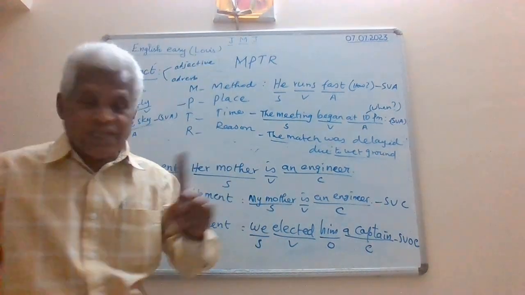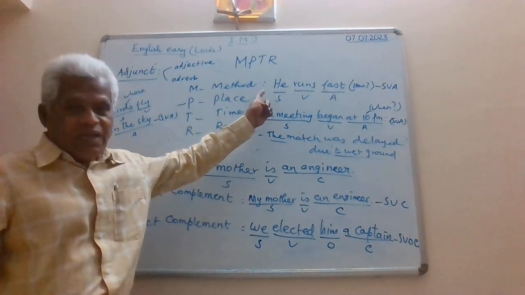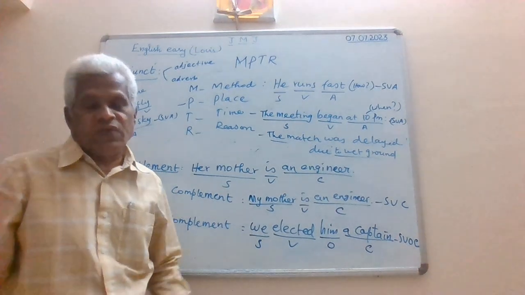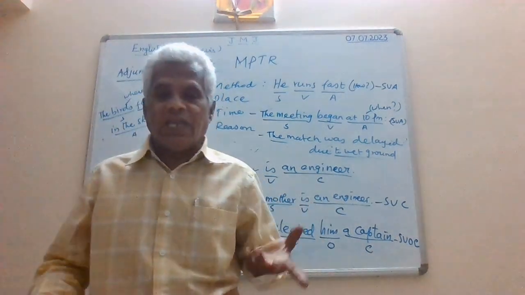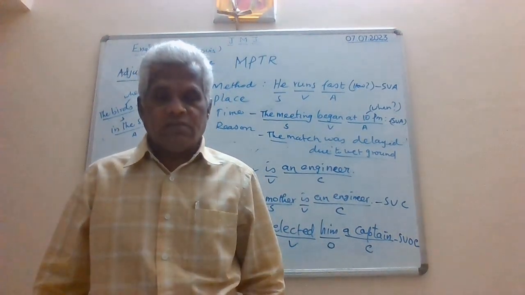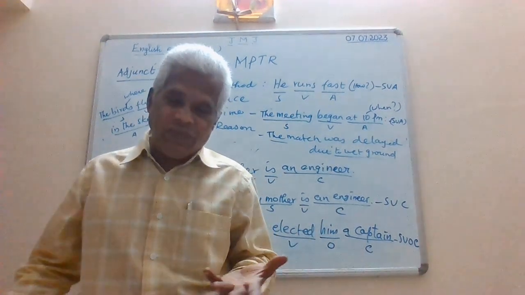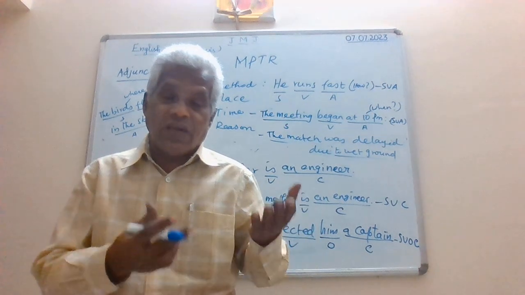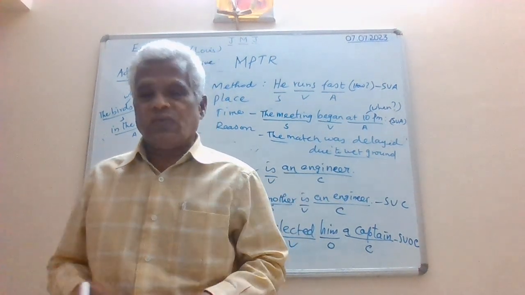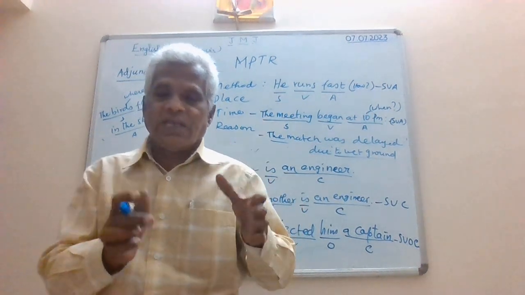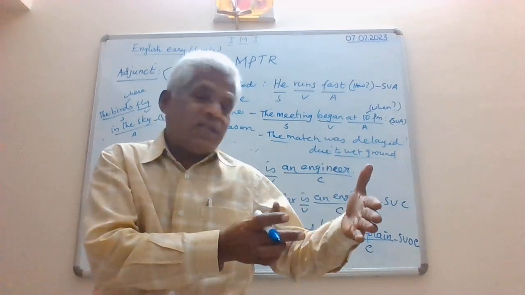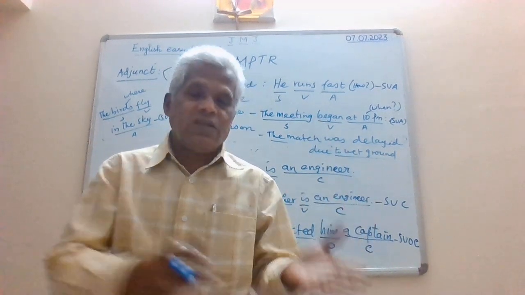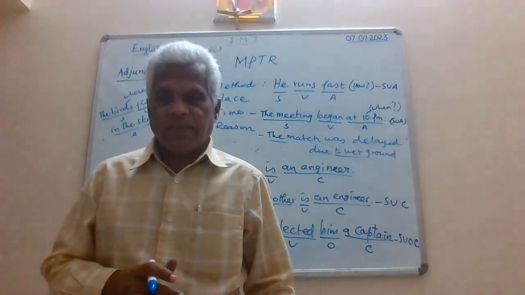Now remember, this adjunct can be written at the beginning of a sentence also. For example, yesterday my mother gave me a watch. When you say yesterday my mother gave me a watch, yesterday becomes an adjunct. So that becomes ASVO. So depending upon the circumstances and the usage, the adjunct can be written at the beginning of a sentence or at the end of a sentence.